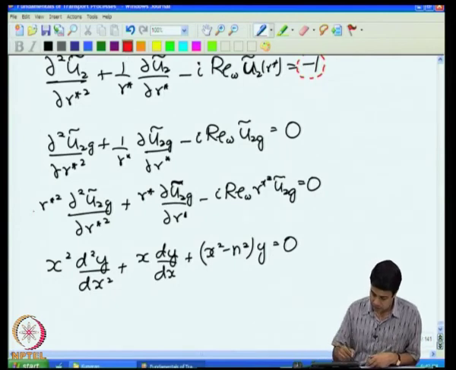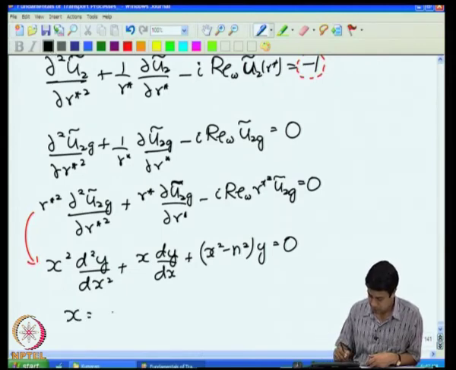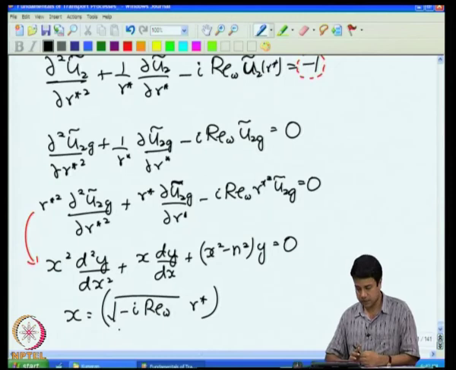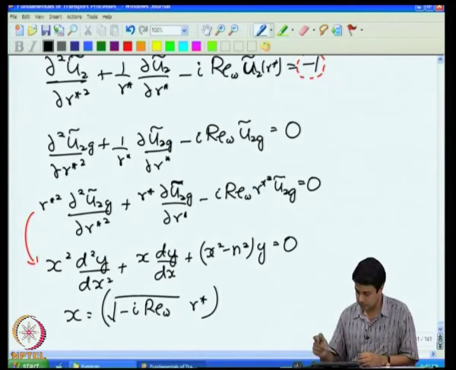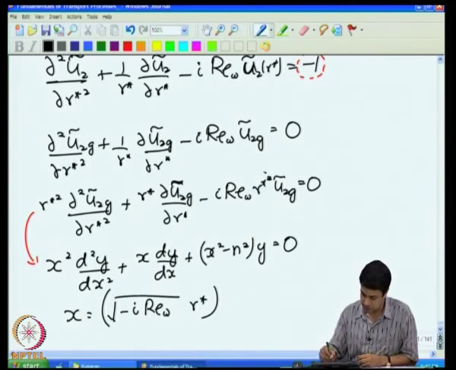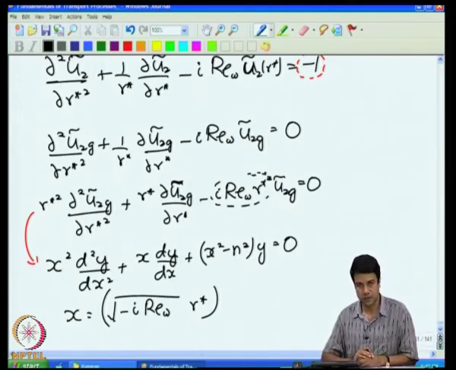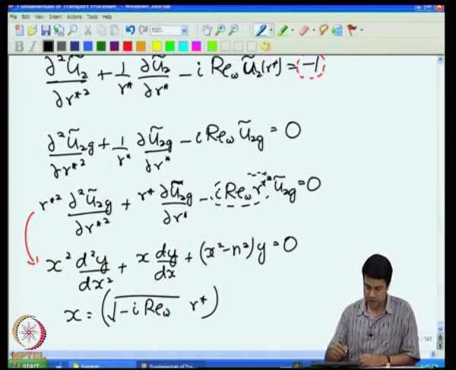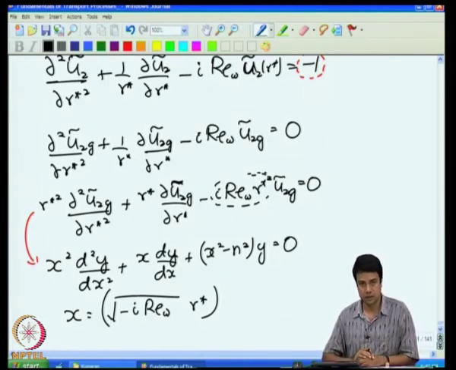I can convert this equation to this form using the substitution x is equal to square root of minus I Re omega times r star. Okay, so this whole thing becomes just equal to x squared. And as I said, these first two terms are equidimensional in r, so they do not change if you scale r.